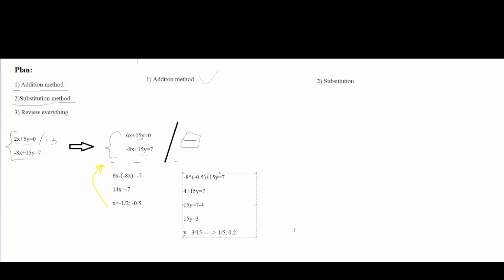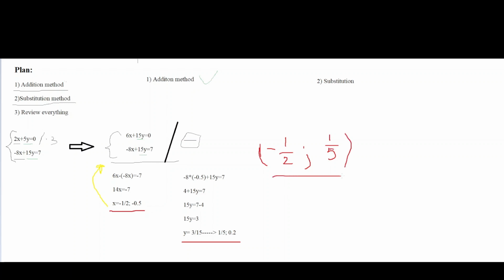So here basically, guys, we found two answers for this system of linear equations. First of all, x equals minus 1 over 2, and then y equals 1 over 5. So basically, when you write down the answer, you should write it in brackets. You should write minus 1 over 2, semicolon, 1 over 5.